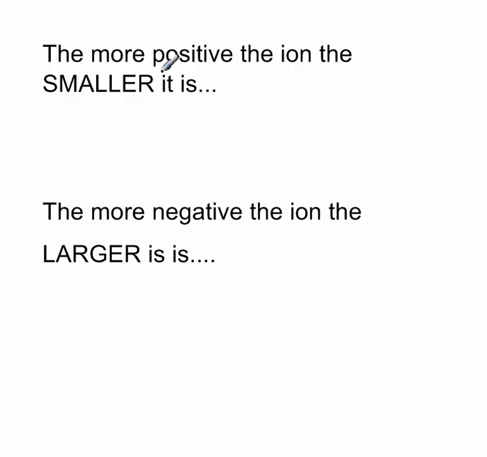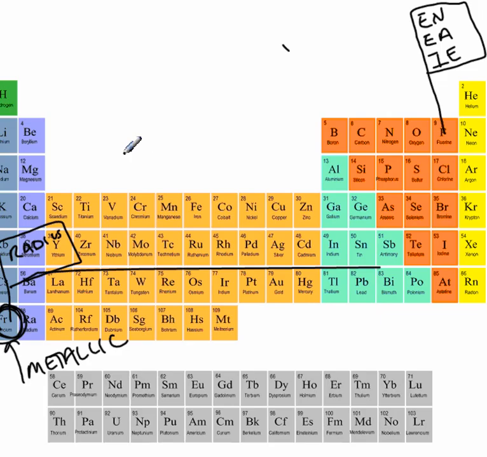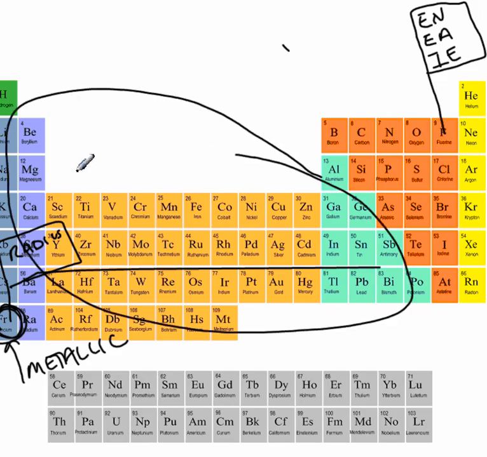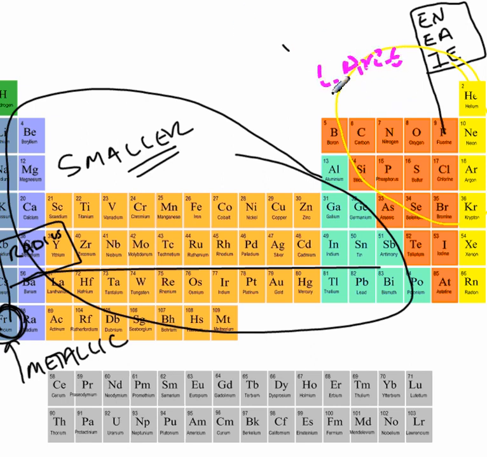The other thing that comes up is the more positive the ion. Remember, metals, which are on this side of the periodic table, form positive ions. So they're automatically going to be smaller. If you are a positive ion, you're automatically smaller. Metals lose electrons. If you are a nonmetal, if you think about it, nonmetals are here, you're going to gain electrons, which means you're going to be larger. Whenever you gain electrons, you're going to be a larger atom over there. So those are key things to remember.